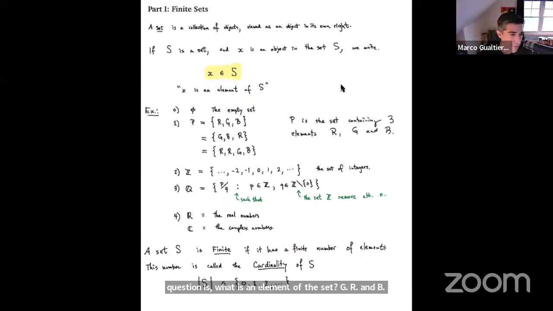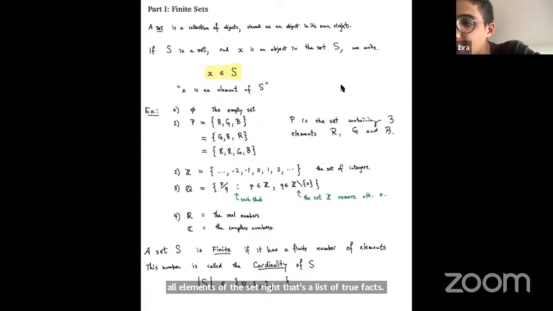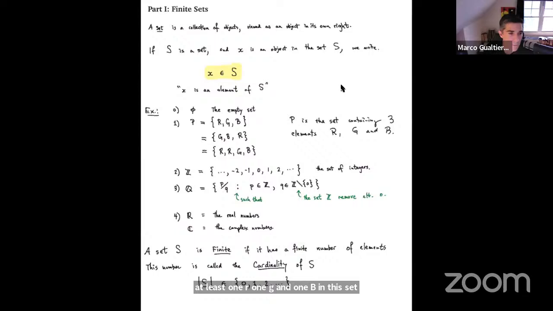It's a list of true facts. If you list a true fact twice, it's still true. There's at least one R, one G, and one B in this set. That's what it means. No, this is a complete specification of what the elements of the set are. The set contains 3 elements, R, G, and B.